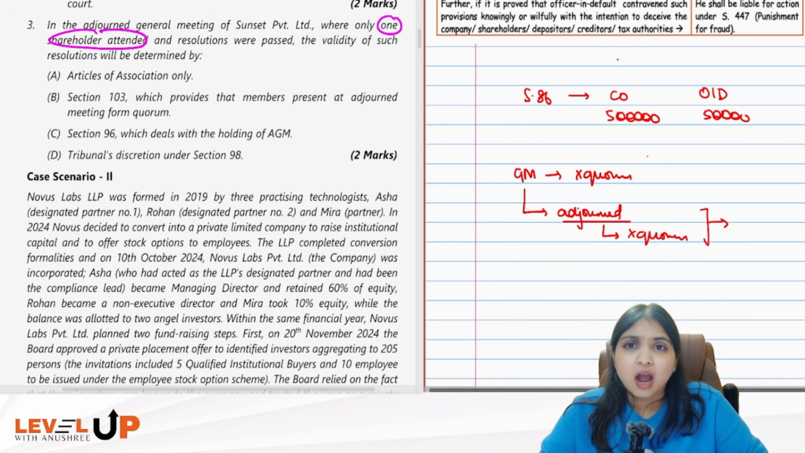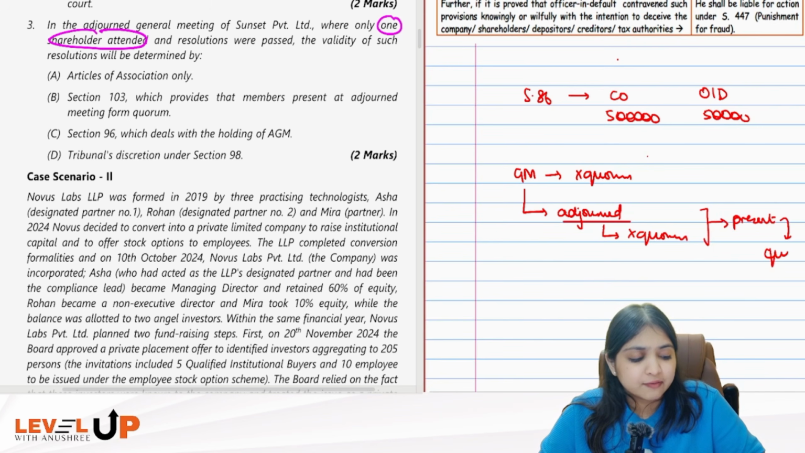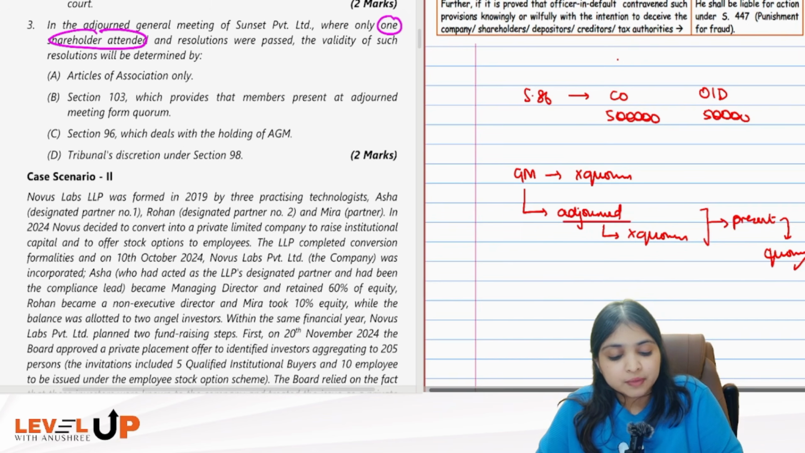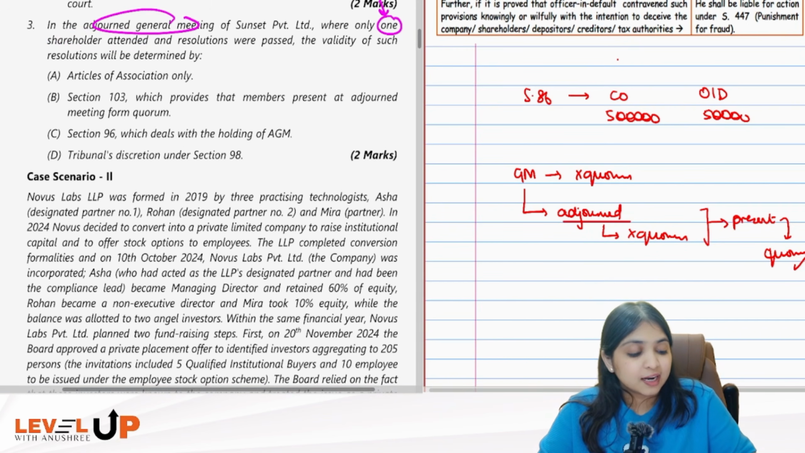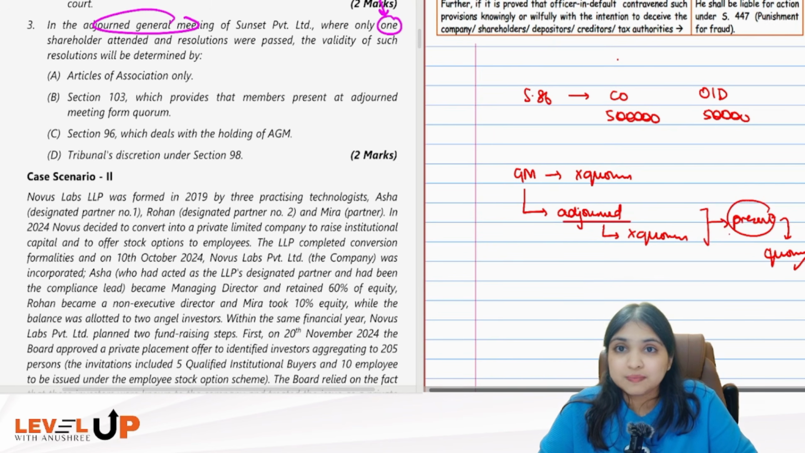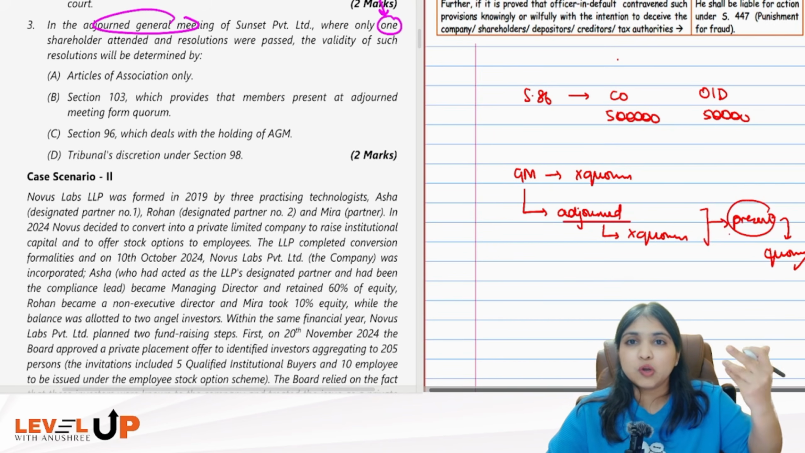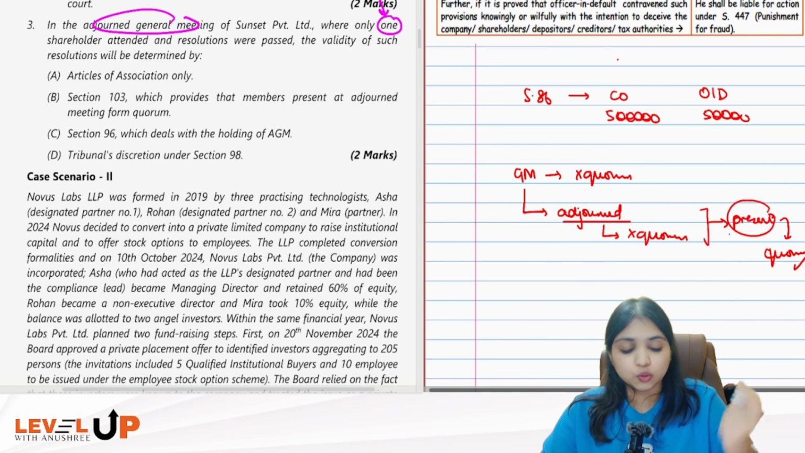In that case, however many members are present in the meeting, we will consider them as the quorum and we can continue with the meeting. That is what has happened over here. In the adjourned general meeting, there's only one member. Doesn't matter. In the adjourned general meeting, whoever is present, however many members are present, they will constitute the quorum and we can continue with the meeting.